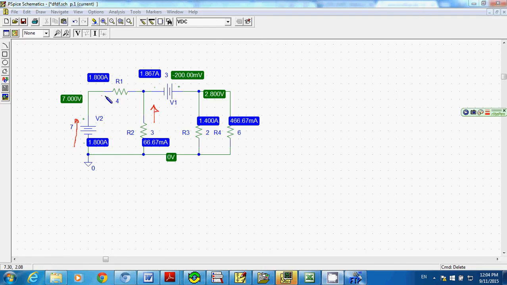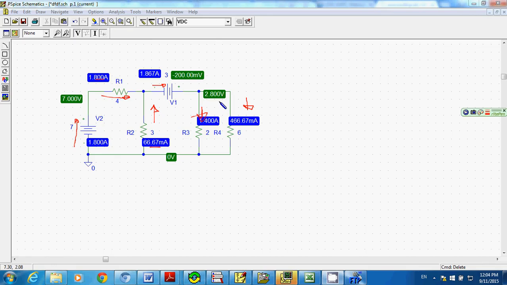And your current here is flowing as defined in this direction, and this guy flowing this way, and this guy also here. You take a look at the KCL, you can see that the incoming current is going to be equal to the outgoing current. This is incoming current. This is incoming current. You add them up, you're going to have 1.867, right? And for the node here, incoming current is 1.867 amps, and outgoing is 1.4 plus 466.67 milliamps. So that gives you exactly the incoming current.